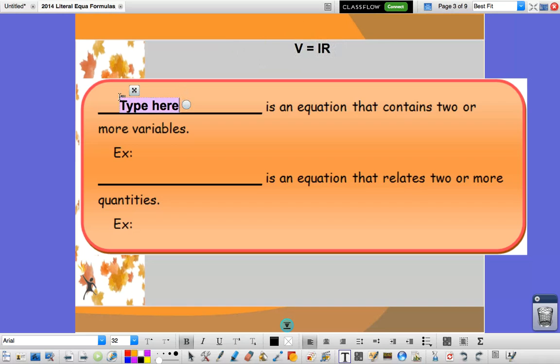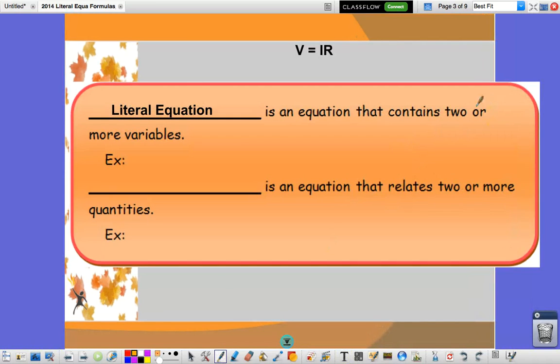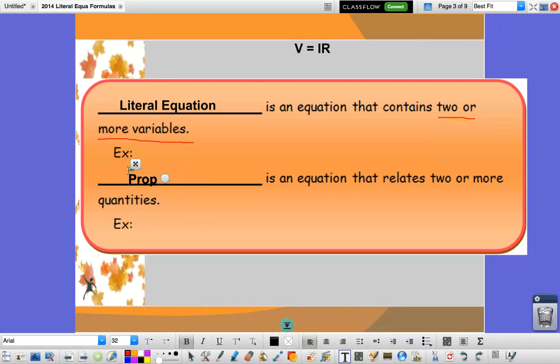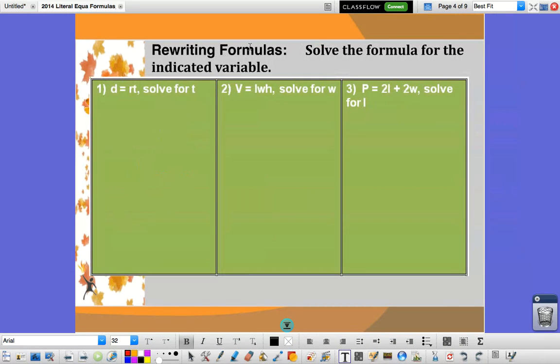Okay? A literal equation is an equation that contains two variables, two or more really. You might see 4, you might see 5, two or more variables. Okay? A formula is an equation that relates two or more quantities.